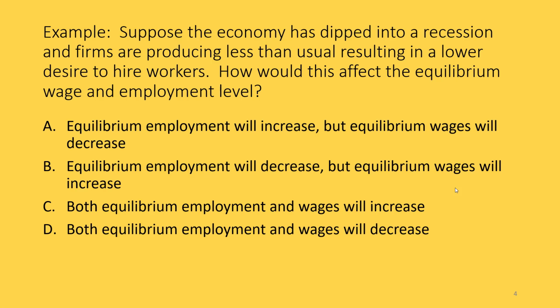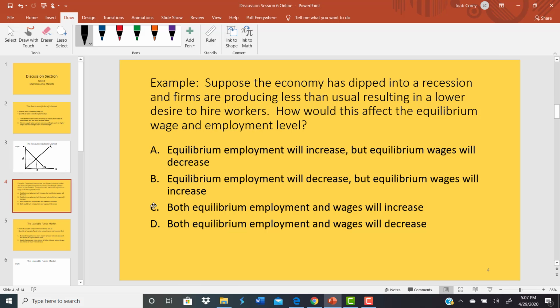For example, this one here says, suppose the economy has dipped into a recession and firms are producing less than usual, resulting in a lower desire to hire workers. How will this affect the equilibrium wage and employment level? Going back to this graph, we have a decrease in the desire of firms to hire people due to the fact that we're in a recession.